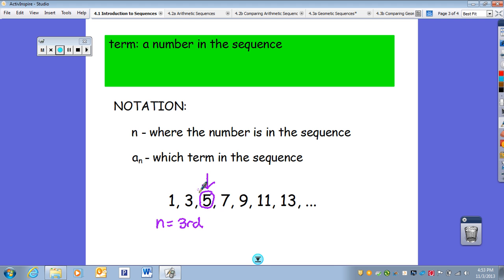And then if I wanted to represent this particular one, I would call it a sub 3 because that's the third term in the sequence, and a sub 3 would be the number 5. So the a sub n tells us exactly what the number is in the sequence, and the n is telling us what position it's located in.